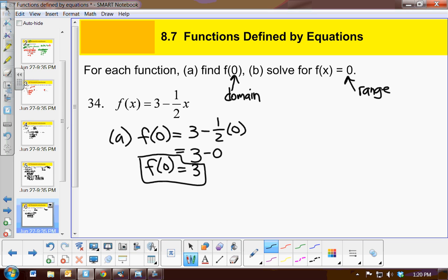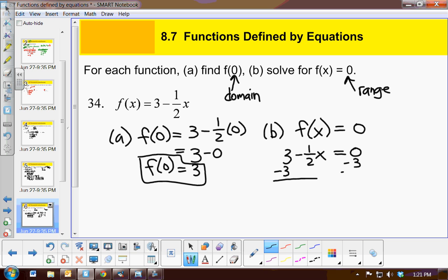Now for part B, we're told that the function is equal to 0. That's the range. So we're told the function is 3 minus 1 half x equals 0. Now this is a good review problem, because some of you missed problems like this on your test we just took. So I need to solve for x. So first thing I'm going to do is subtract 3 from both sides to isolate the variable. So I get negative 1 half x equals negative 3.